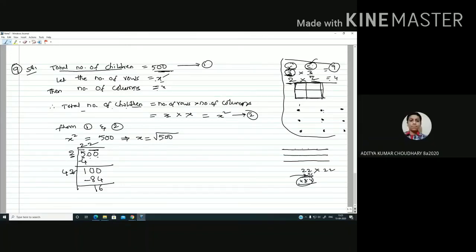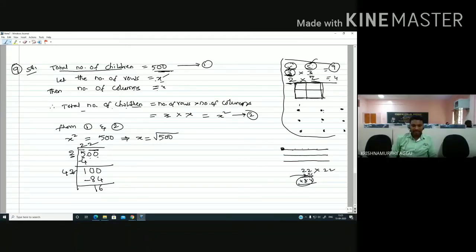So if you are keeping first row 22, second row 22, third row 22, like that 22 rows you can arrange. Remaining how many students are left out of 500? 500 minus 484, 16 students are left. Can you arrange these 16 students if you are placing like that? 6 more students place is left here. Yes or no?